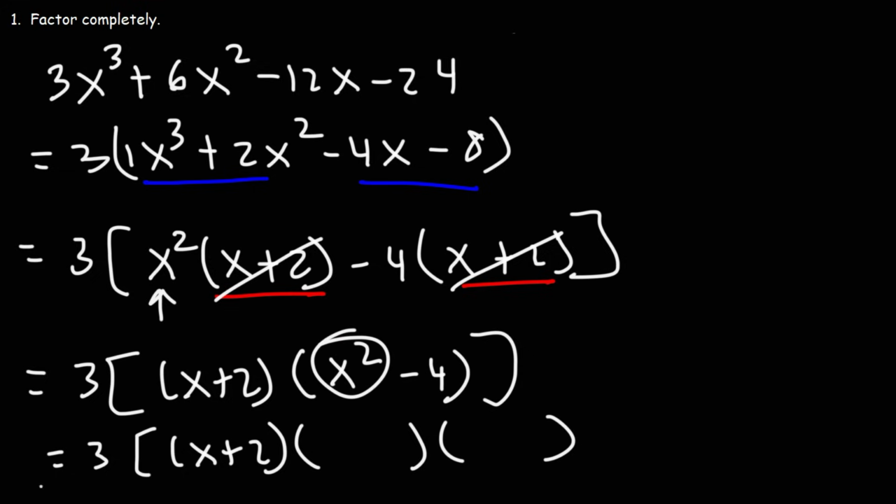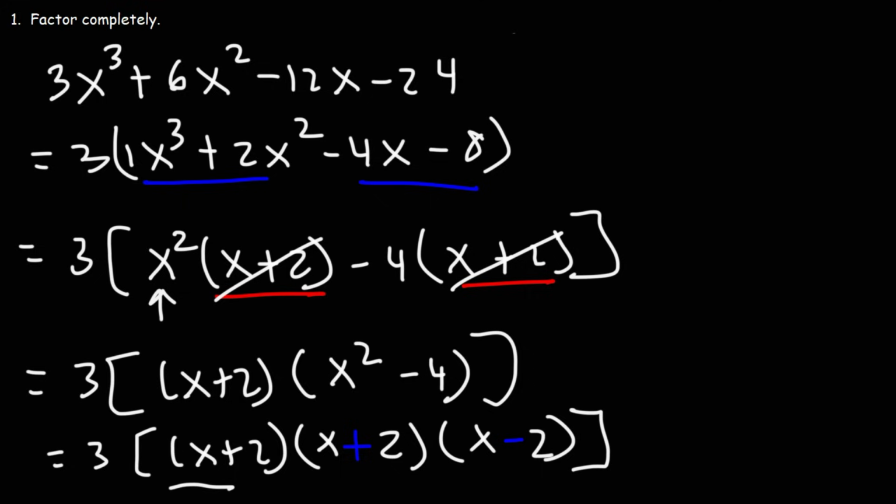The square root of x squared is x. The square root of 4 is 2. And we're going to have a plus and a minus between the x and the 2. So this is the final answer. But we can simplify this.